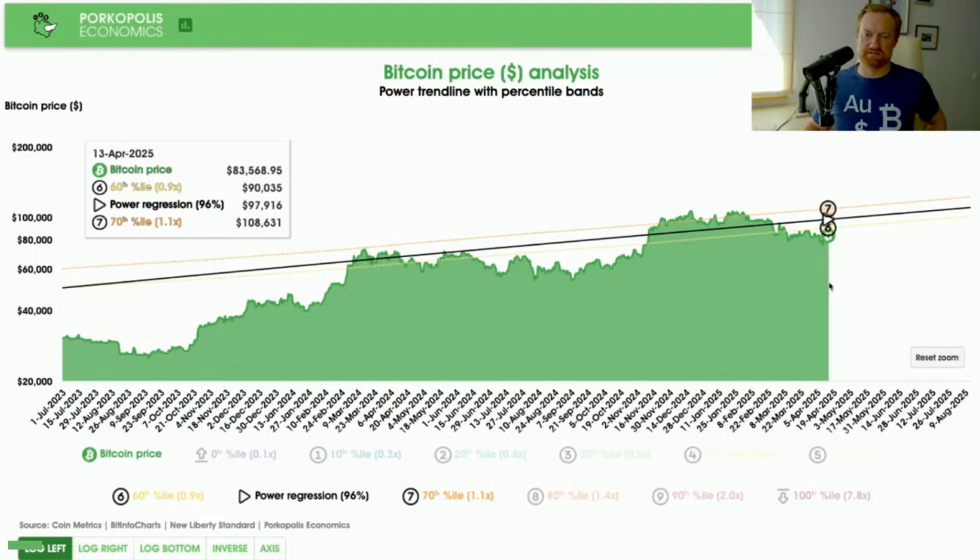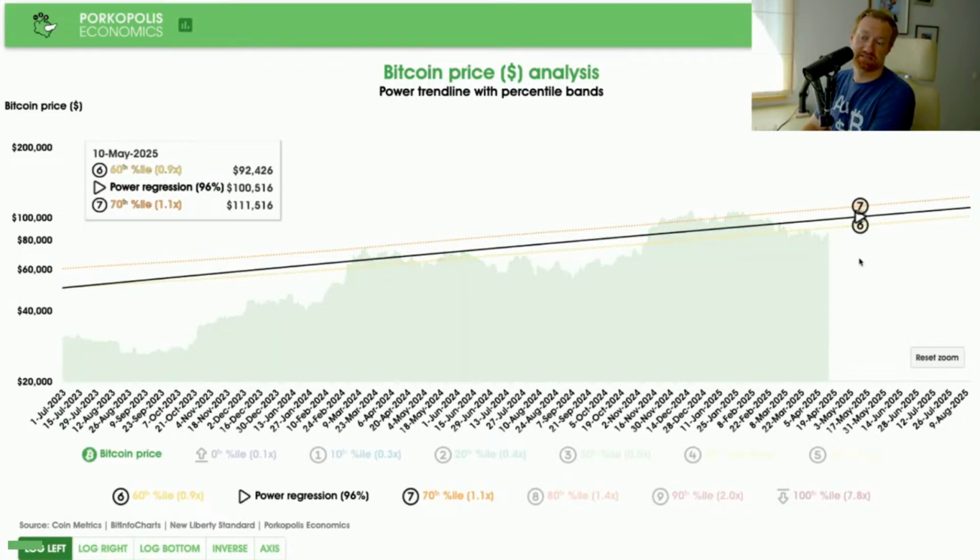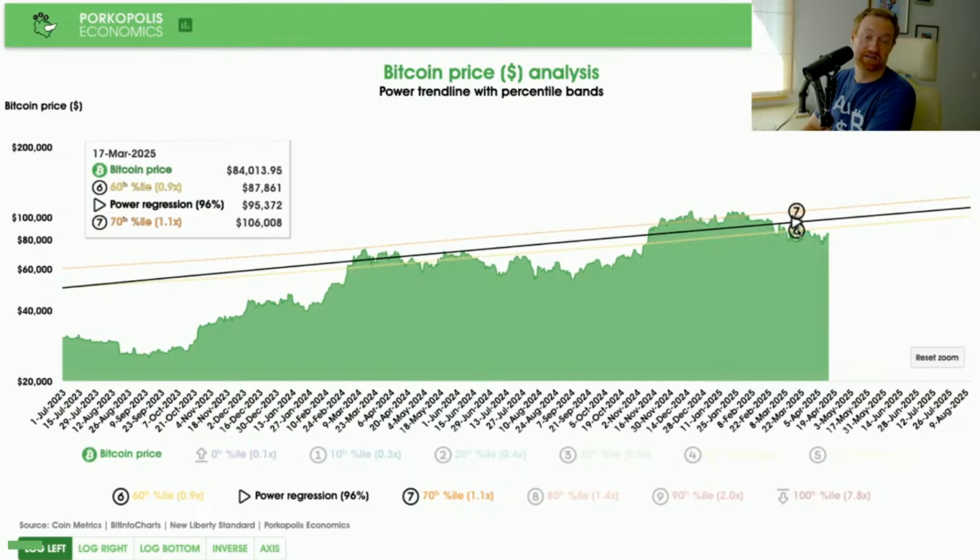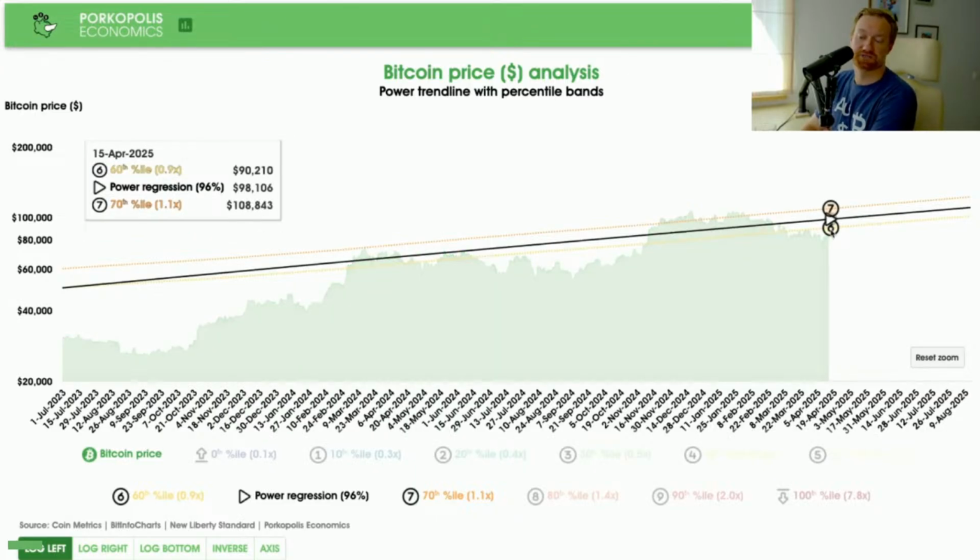And what this says is, based on how this green line or area, the price, moves around the trend, 60% of the time it's going to be under the trend, okay? And indeed, the price is. The price itself is under the trend line, okay? So we're a little bit under the 60th percentile, somewhere between the 50th and 60th.